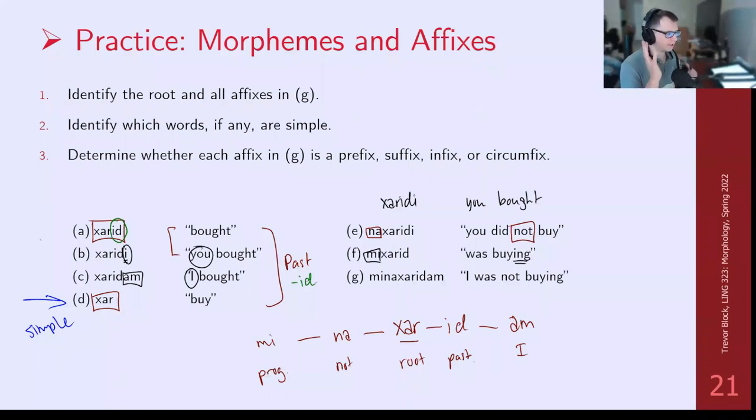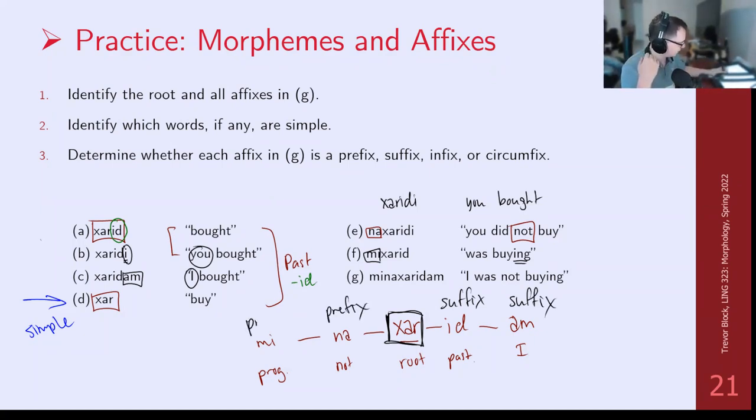And if we have to classify these as prefixes, suffixes, infixes, and circumfixes, what we can do is put a little box around the root. And we can ask ourselves, where are the rest of the morphemes relative to the root? The past tense id is after, so it's a suffix. Am is after the root, it's a suffix. Na, meaning not, is before the root, so this is a prefix. And me before the root is also a prefix. So this is how we can break it down into its components.